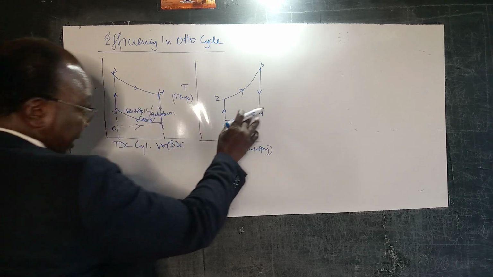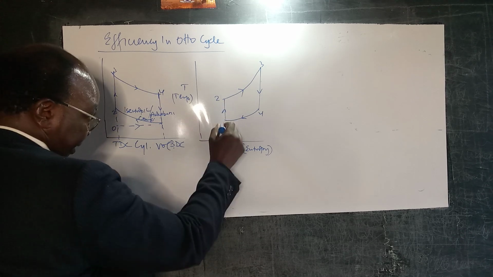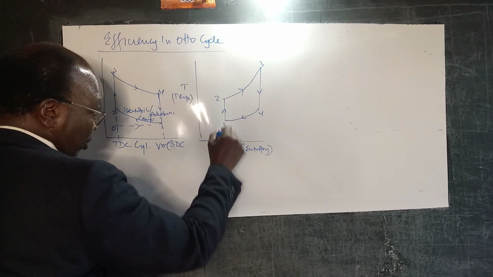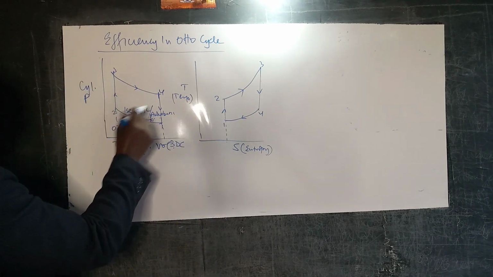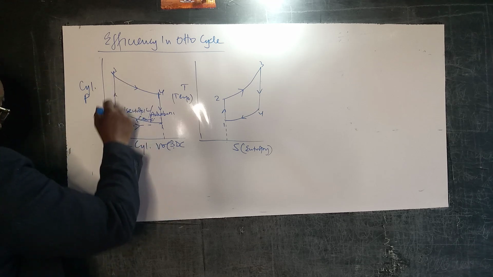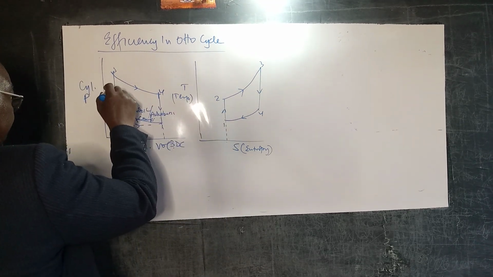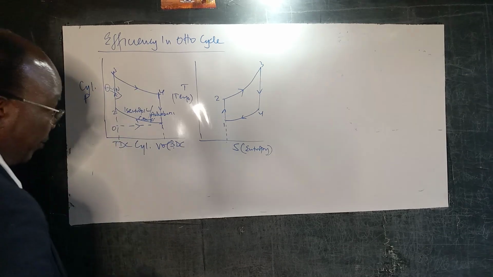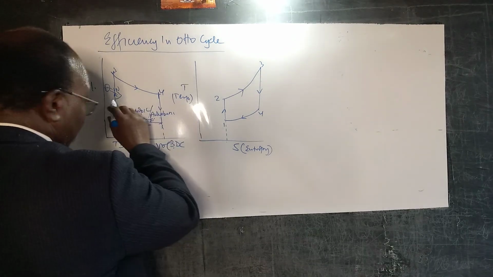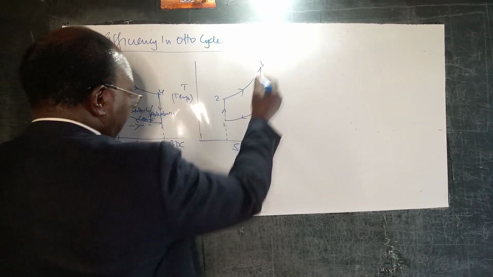As you can see, if you look at step 1 to 2, it's isentropic. The entropy is not changing, it's constant. And then here, we now have the ignition. Notice at this point, we have the inputted heat. Heat inputted into that system. And at 2 to 3, the temperature is going up.